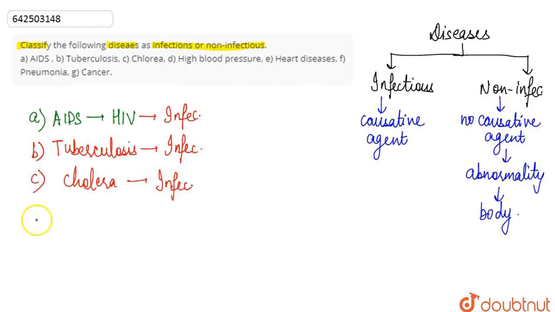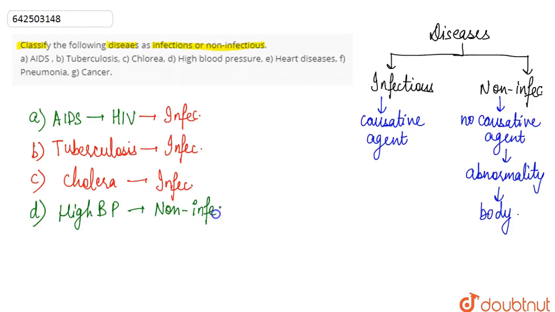Then we have the next one, high blood pressure or high BP. Here there is no causative agent involved. It is due to our lifestyle, our eating habits and our diet. If we consume unhealthy food, there will be some clogging of the blood vessels, and that will lead to this condition. So it is non-infectious.